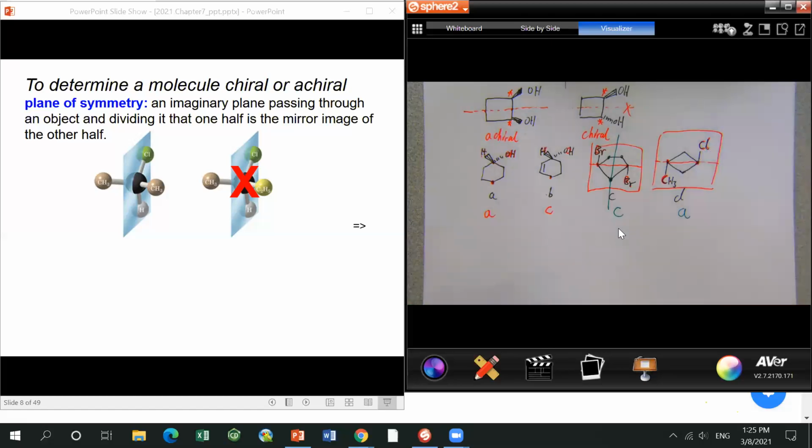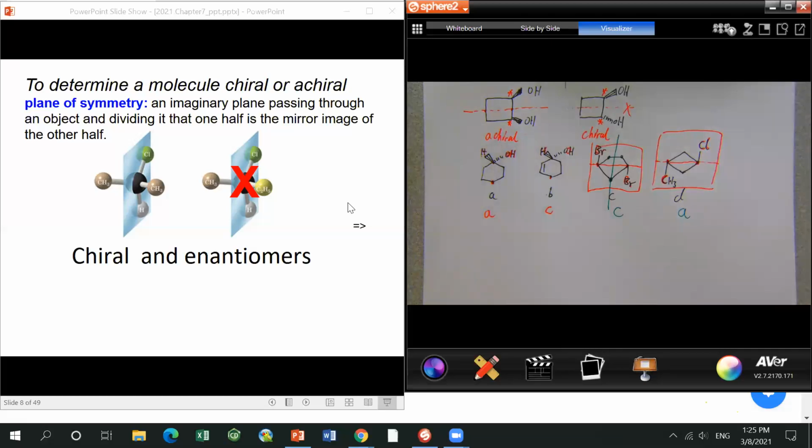Right, so now you know it's not easy for this chapter. You need to develop a three-dimensional view for certain questions. Again, a chiral molecule is one where you cannot find a plane of symmetry, where one half mirrors the other half. On the other hand, if you can, it is an achiral molecule.